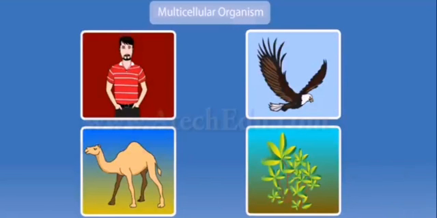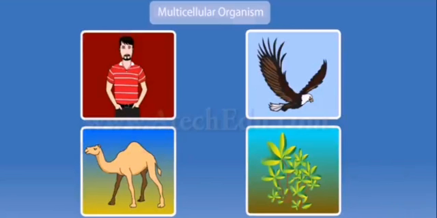Students, multicellular organisms. What are multicellular organisms? Organisms made up of many cells are called multicellular organisms. Most of the plants and animals that we see around us. What do you see around you? Can you tell me some multicellular organisms? Yeah, trees, grasses, insects, cows, birds.